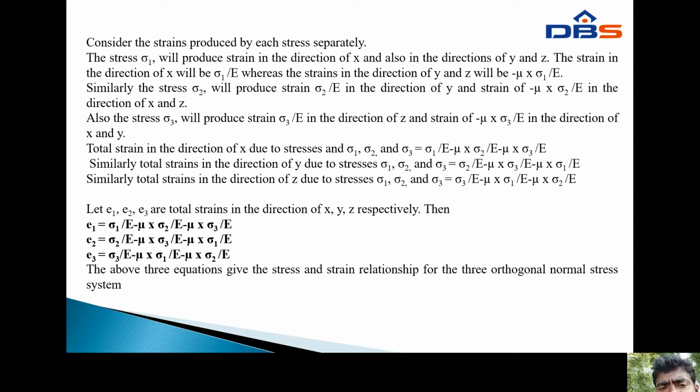Okay? Next, the stresses are sigma 1, sigma 2, sigma 3. E is the modulus of elasticity, or Young's modulus, and it is the same for the material. Next, the above three equations give the stress and strain relationship for the three orthogonal normal stress systems. Okay, these three equations are the stress and strain relationship for the three-dimensional orthogonal normal stress systems.